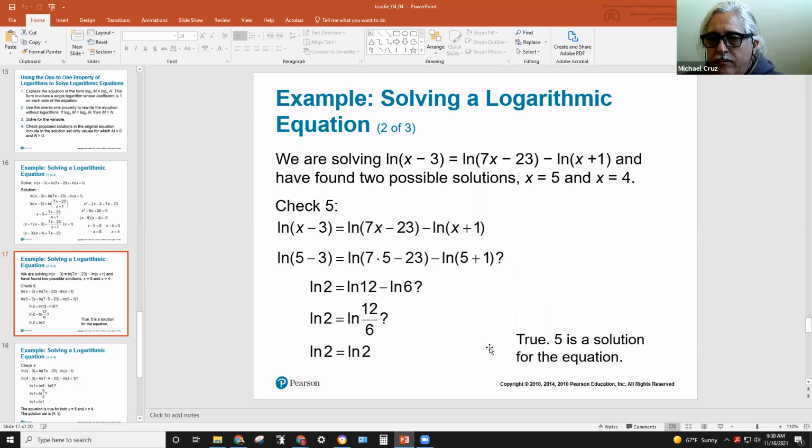Checking both of them. 5 goes in, you've got to put it in each one of the spots that there's an x. 5 minus 3 is 2. Here it's 35 minus 23, which is 12. And over here it's 5 plus 1 is 6. You can combine these together again, condensing using the quotient rule. ln of 12 over 6 is equal to ln of 2, and they're both exactly alike. So that is a solution.